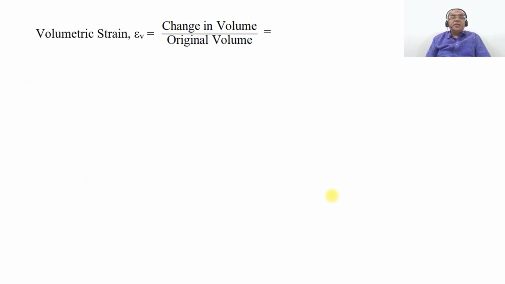Now what is volumetric strain? Change in volume by the original volume. What is the change in volume? That is delta V. So delta V by V, substituting the value of delta V and V: b d into delta L plus L into b into delta d plus L into d into delta b, divided by the original volume, L into b into d. When you divide, b into d gets cancelled because of L b d.